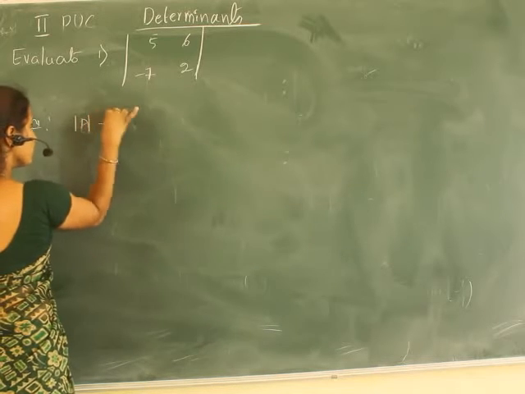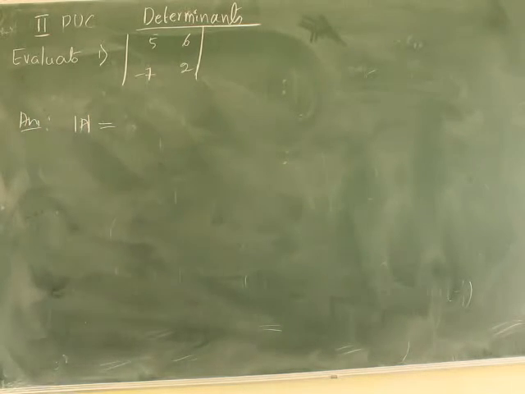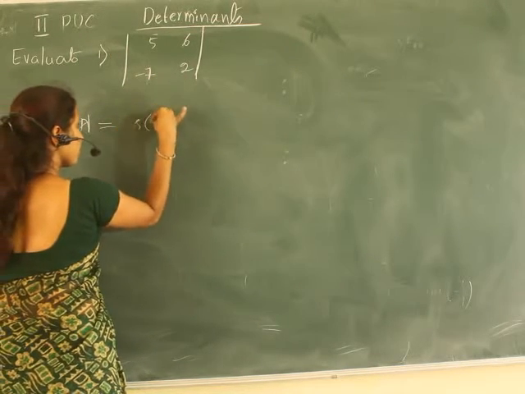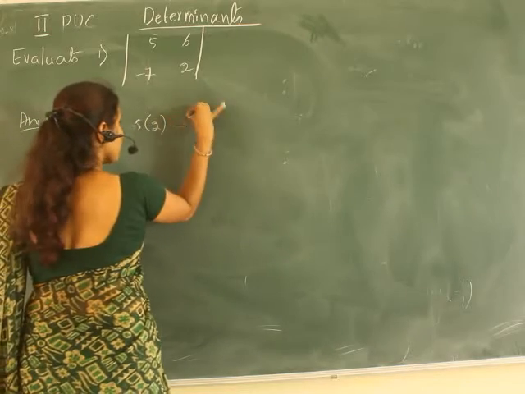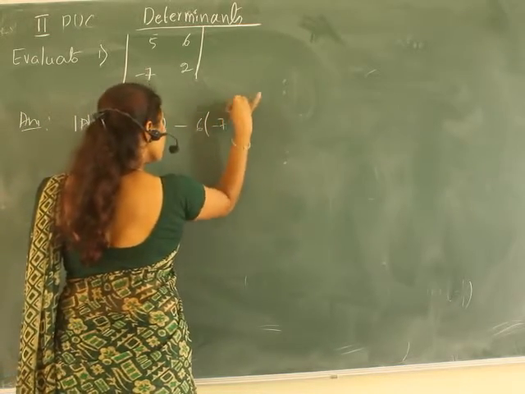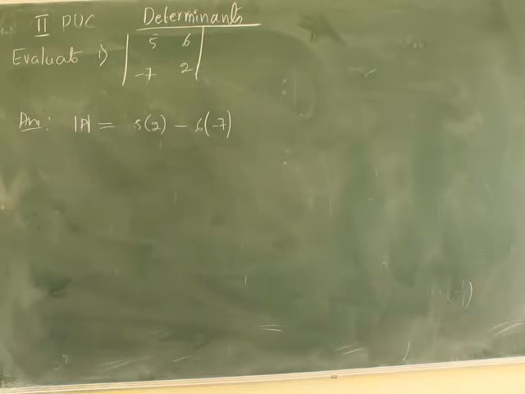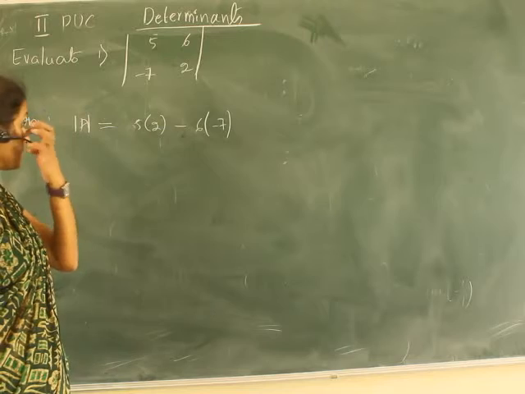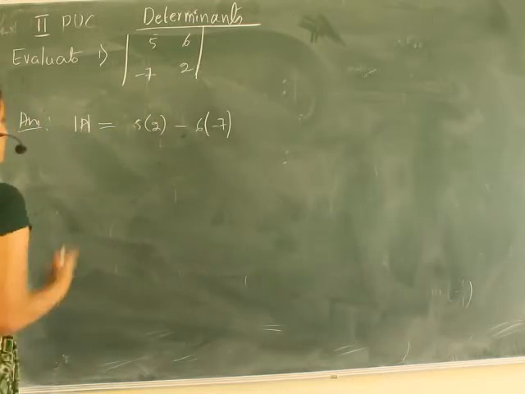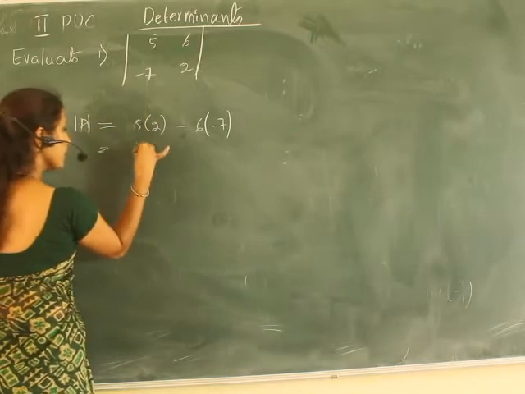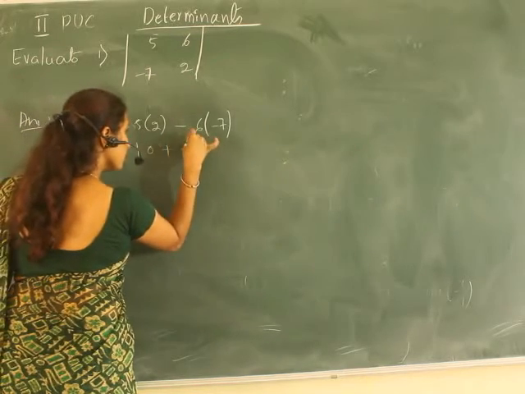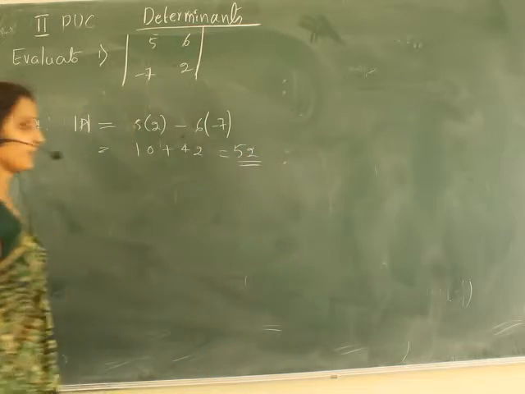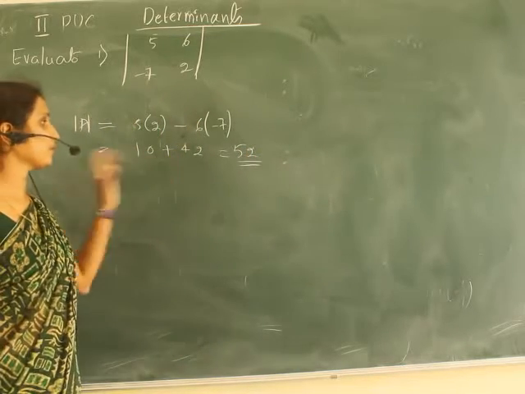Determinant of A is equal to 5 into 2 minus 6 into minus 7. The determinant of a 2 by 2 is directly 5 into 2, minus, from the determinant formula, minus 6 into minus 7. So this will be 10 plus 42. Minus into minus is plus, so 10 plus 42 is 52.